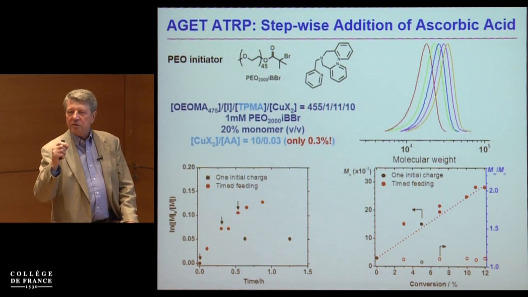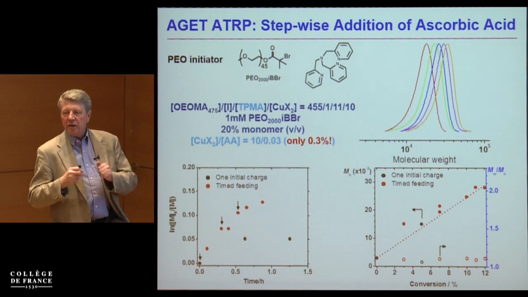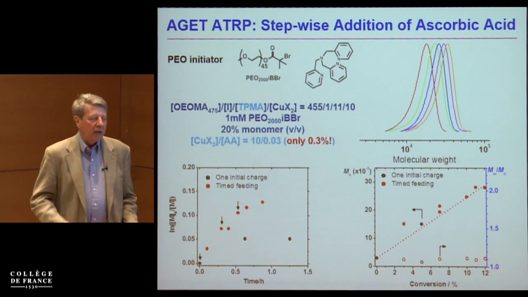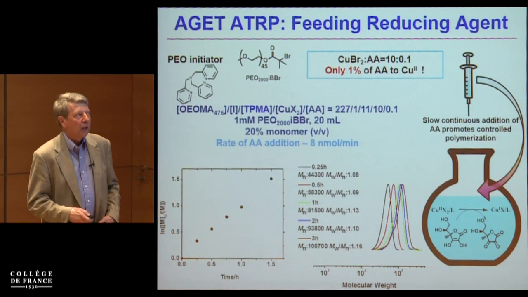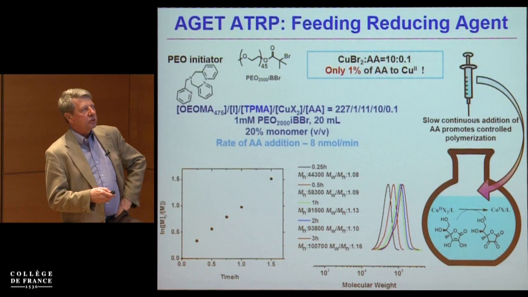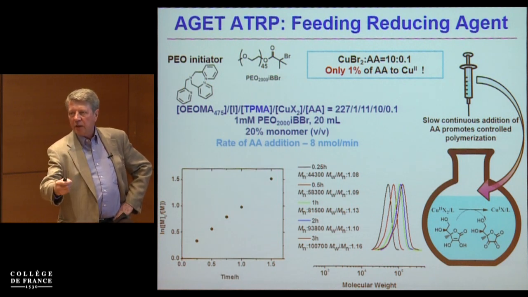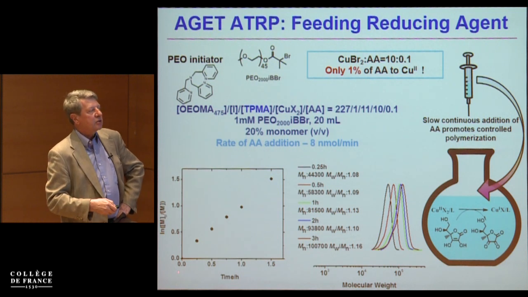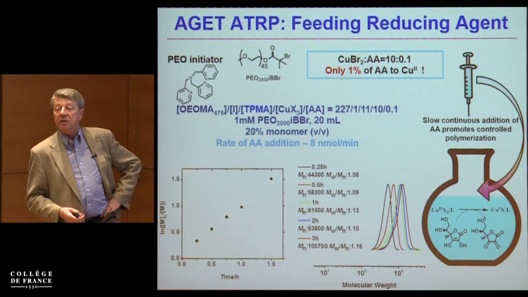So I can add this reducing agent, in that case ascorbic acid, in a very small amount, and it can grow. But can I do it continuously? And if I do it continuously, the reaction now starts working in a beautiful way. The rate of addition is very small. It is 8 nanomole per minute. So using a syringe pump, I essentially feed ascorbic acid solution to the system, and you could see that conversion goes very nicely. Molar masses increase and dispersity stayed very low, like 1.16 or so.